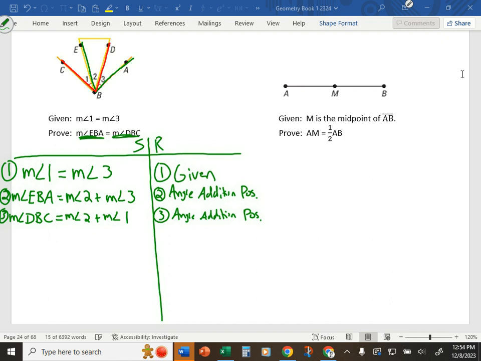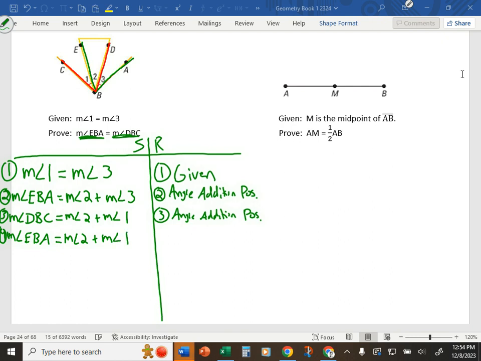So let's take EBA. Let's take the measure of angle EBA. And instead of writing angle 2 plus angle 3, what can we write? Angle 2 plus angle 1. Why can we write 2 plus angle 1? Because 3 and 1 are equivalent. Substitution property.